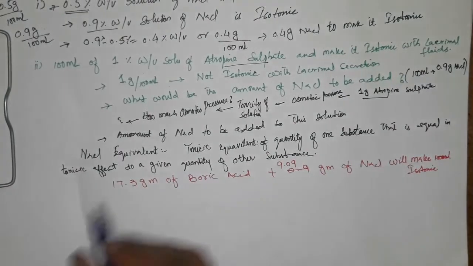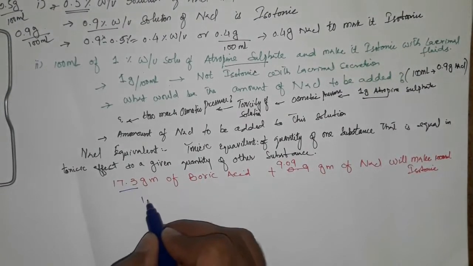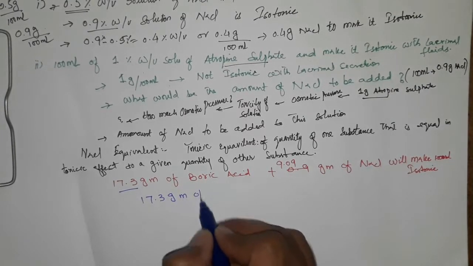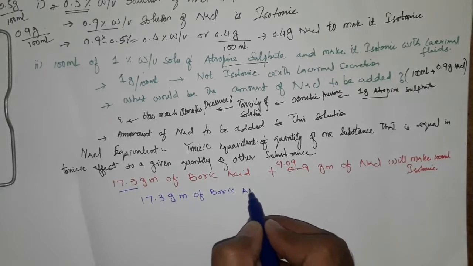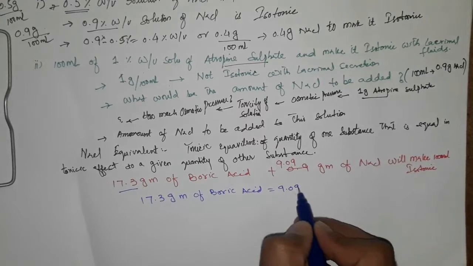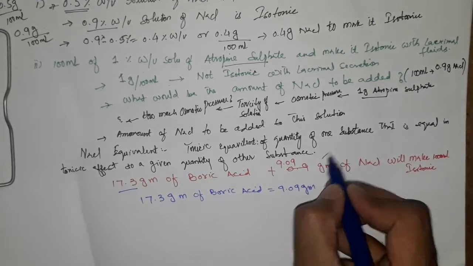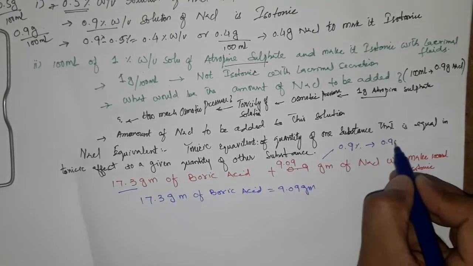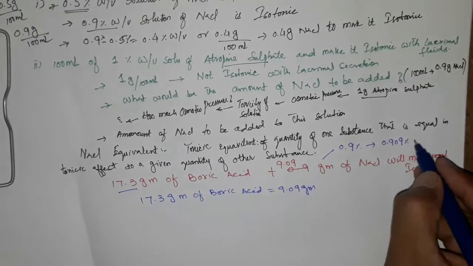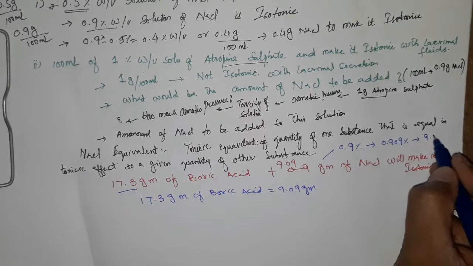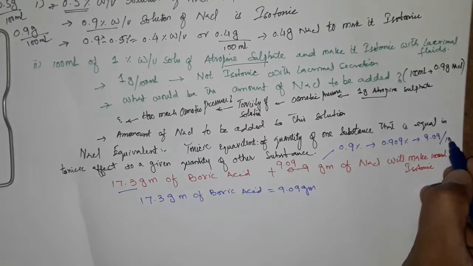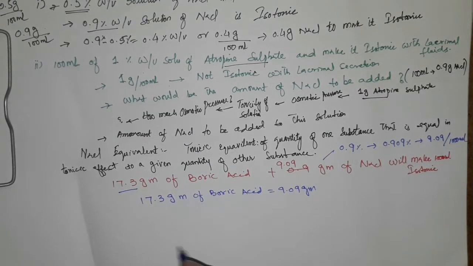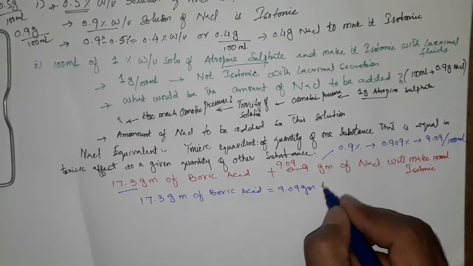So by simple proportion we can find that 17.3 gram of boric acid is equal to 0.9%, or 0.909%, that is 9.09 per 1000 ml, of sodium chloride.